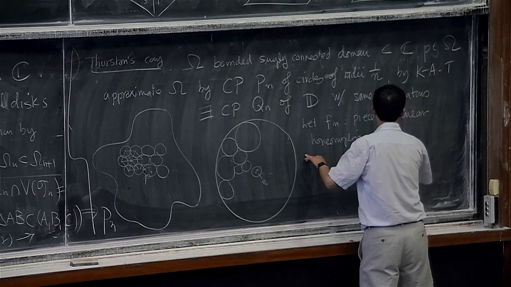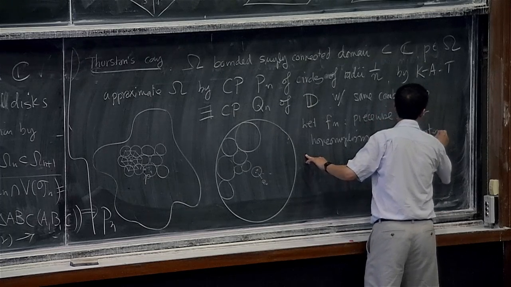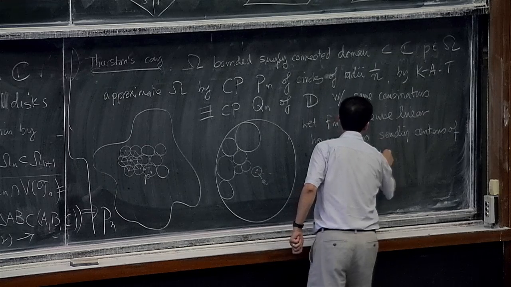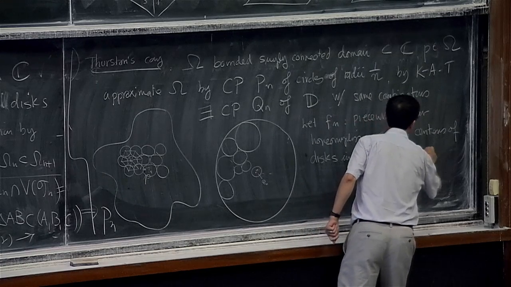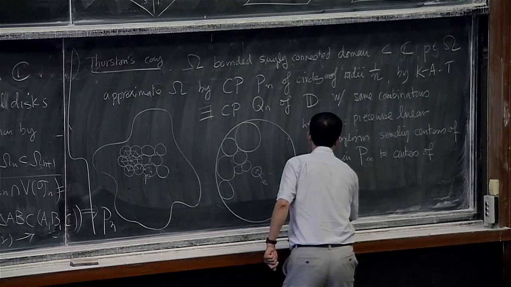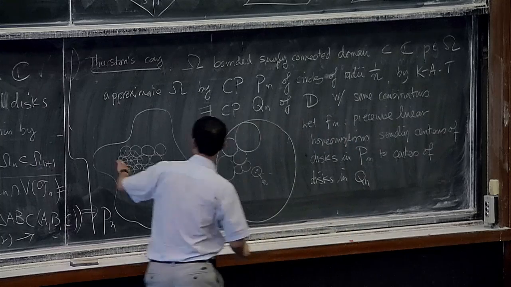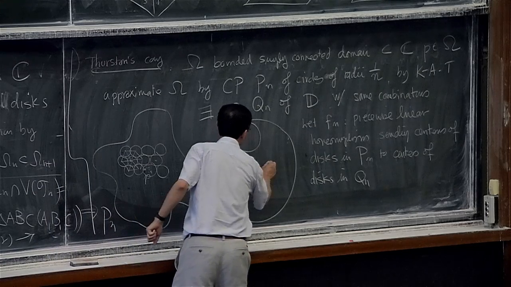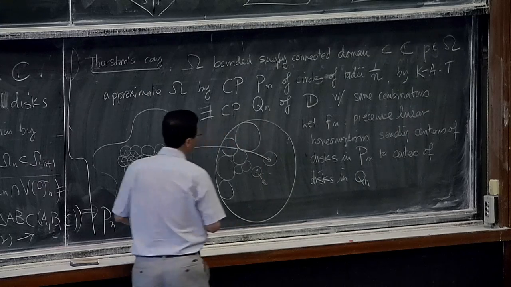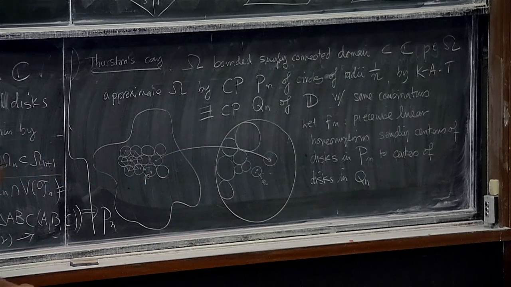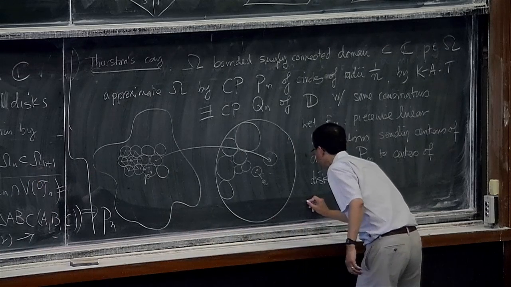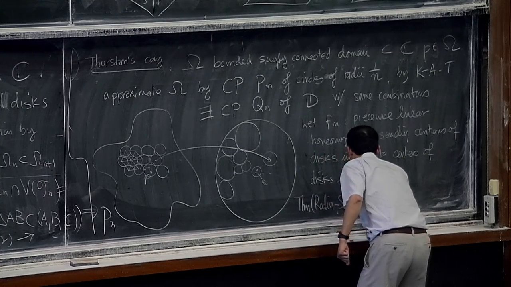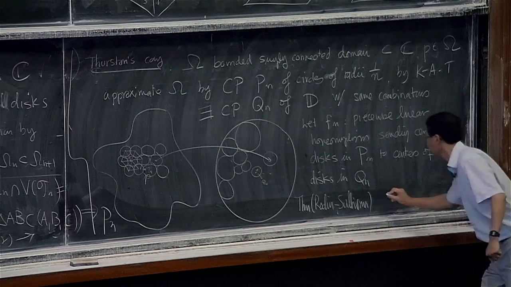So sending centers of disks in Pn to centers of disks in Qn. So every circle in Pn corresponds to a unique circle in Qn. And so you have these maps defined on the centers of these circles, and then you extend piecewise linearly. And the claim, the theorem of Rodin-Sullivan, this is the conjecture of Thurston, is that Fn converges to the Riemann mapping.